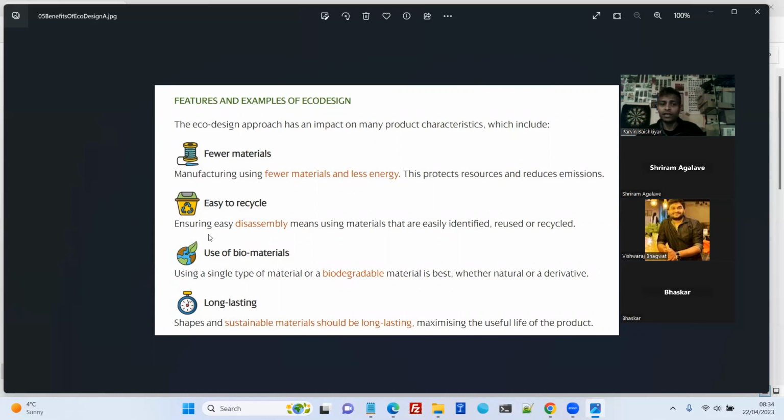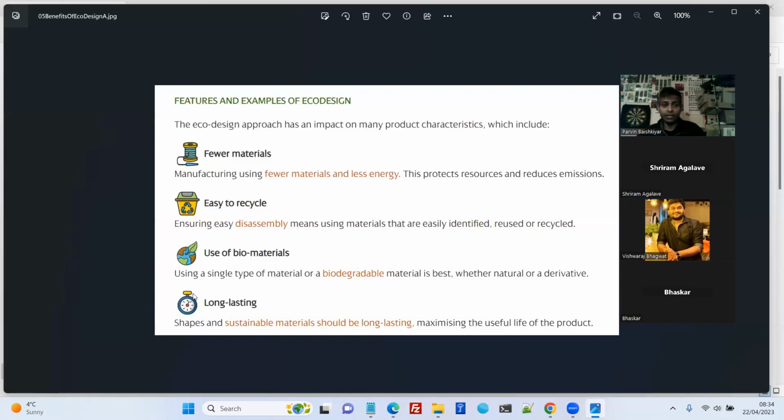Easy to recycle, ensuring easy disassembly of product material. If you mix materials, then it becomes very difficult to recycle. Like if you mix paper and plastic, now it certainly can't be recycled. We have to throw them out. It goes to landfill. But if we keep it separate, only paper product, only plastic product, it's very easy to recycle.